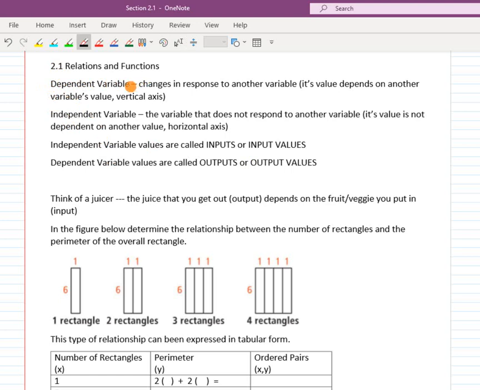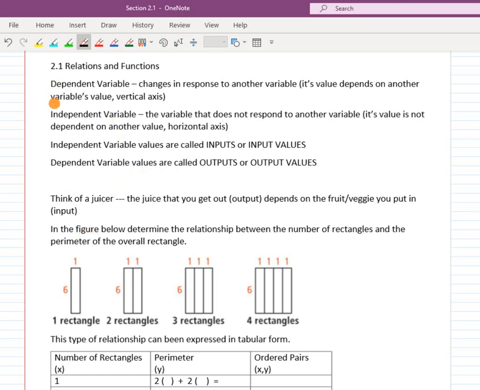Dependent variable, that's the variable that changes in response to another variable. It's called dependent because if you think about what that word means, you depend on something, so its value depends on something else's value. Independent variable, that means it doesn't depend on something else. It could be anything it wants to be.